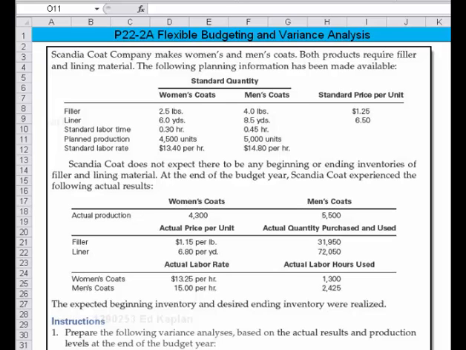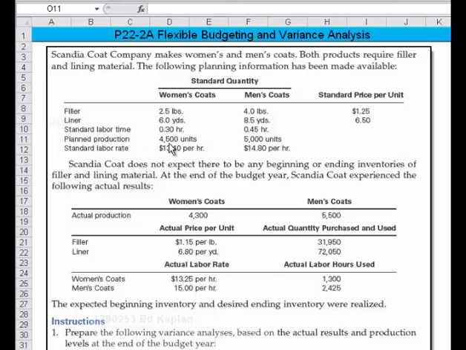Okay, so what you see on the screen is that filler has a standard quantity of 2.5 pounds for women's coats and 4 pounds for men's coats at a standard price per unit of $1.25, and the unit is pounds. Liner is 6 yards and 8.5 yards at $6.50 per yard. Standard labor time is 0.45 of an hour for one product. That's in hundredths of an hour, not minutes.